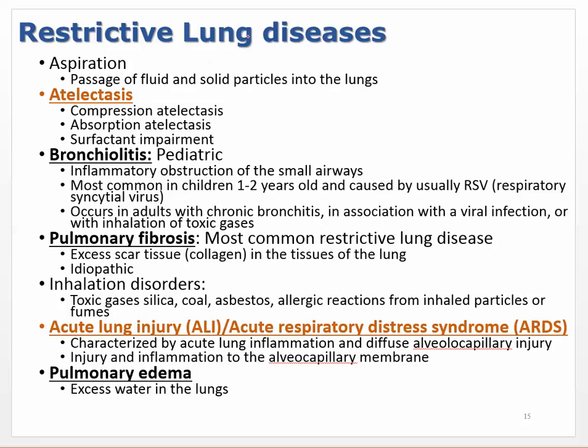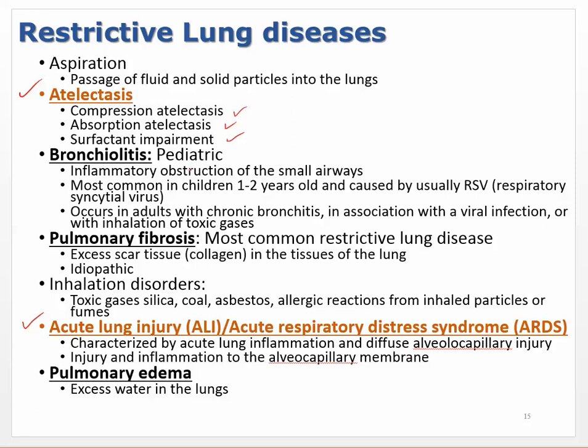Okay. So let's look at some restrictive lung diseases. Some of these we'll spend a little bit more time on, like atelectasis and ARDS. We'll finally talk about that. But so aspiration, passage of fluid and solid particles into the lungs. Well, if you clog it up, then it's going to be harder to get air in. So that kind of makes sense, not to oversimplify, but that's kind of what we're talking about. So atelectasis, we'll discuss some of these.